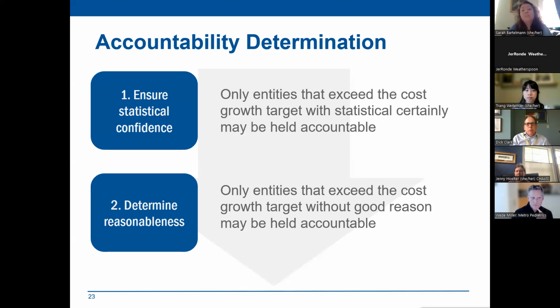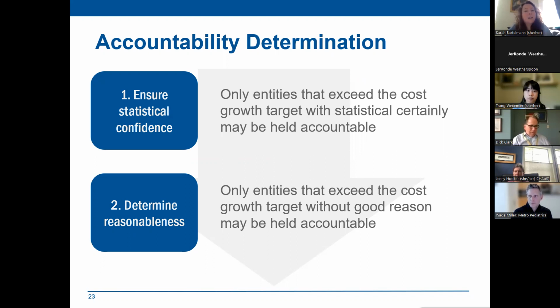For entities where we do have statistical certainty that the cost growth target has been exceeded, then we have this determination of reasonableness. And the implementation committee identified a number of potential good reasons that cost growth might exceed the target in any given year. And we want to make sure that, again, there's an off-ramp for those. This is what I was saying earlier, that there's not a pass-fail and then automatically accountability kicks in, but that we take a closer look and understand those reasons and understand that many of those reasons may be not within a payer or provider's control.